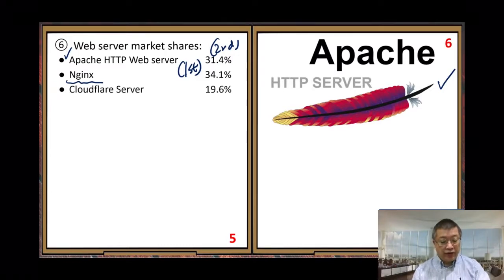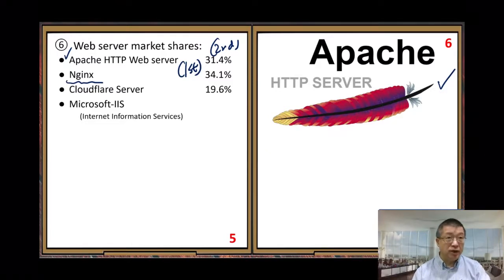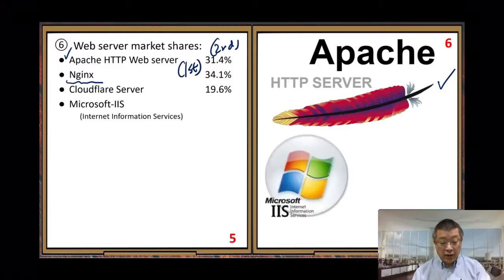All right, so several other important players here. The third one, 19.6%, Cloudflare server, that's pretty big, almost 20%. Microsoft IIS, Internet Information Server. So that's for the Microsoft web technology, ASP.NET, that kind of technology.